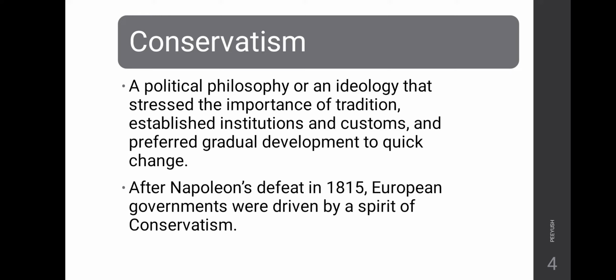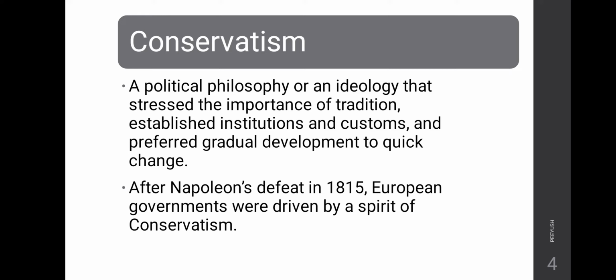Similarly, here conservatism is an ideology or a political philosophy that stressed the importance of traditions, established institutions, the old institutions, and customs, and they preferred gradual change. Now, change should happen, but the change should be gradual instead of quick change or revolutionary change. So, conservatives believe in gradual change.